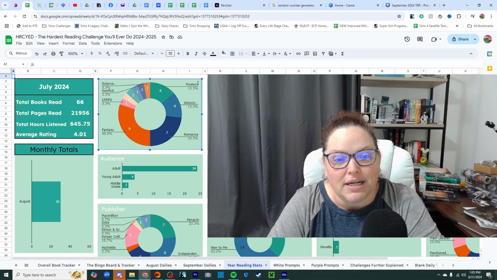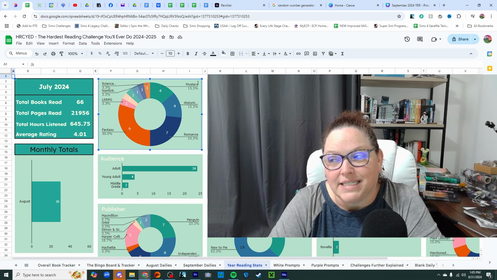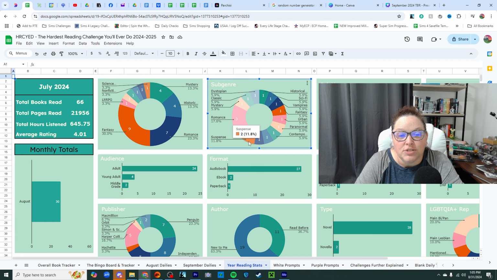Okay, now let's look at subgenres. They get a little more detailed. We have 3 romance, 2 suspense, and then 1 of everything else. So I had mystery, classic, dystopian, historical fiction, sci-fi, vampires, fantasy, urban, paranormal, contemporary, cozy, historical, and suspense. We already talked about suspense. So I had a lot of subgenres, and I really like keeping up with these subgenres because I feel like just because something's a fantasy, that doesn't mean that it's not something else as well. So I really like that.